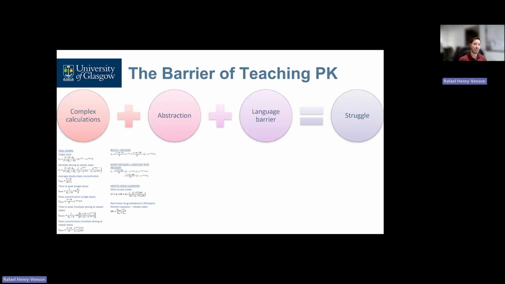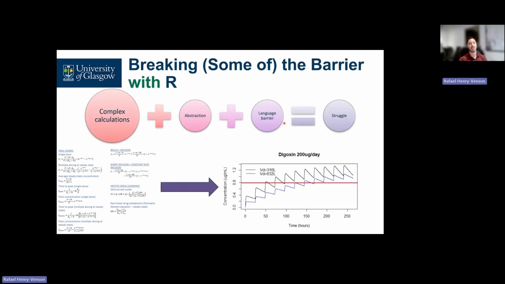Now, using R, I expect at least to decrease the abstraction and the language barrier because I am able to translate the mathematical formulas and values that are found through calculations into graphs. So you can see here that by changing one parameter, in this case volume of distribution, I can show students how this will have an impact on different levels of concentration of the drug at different points in time.